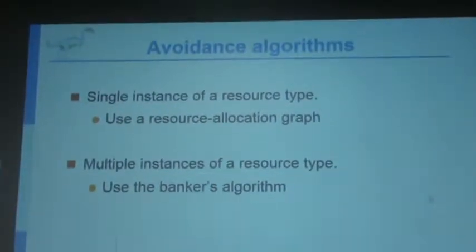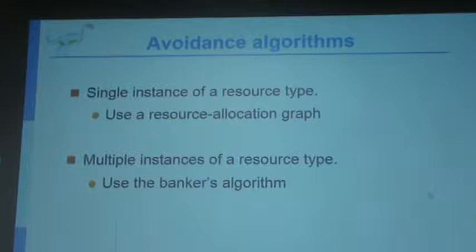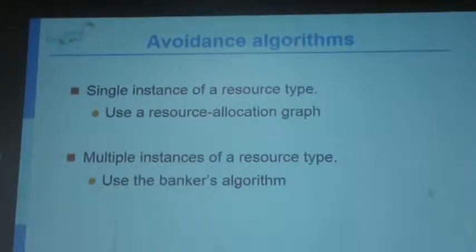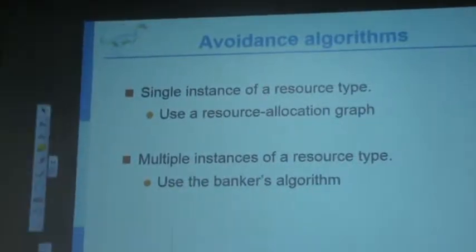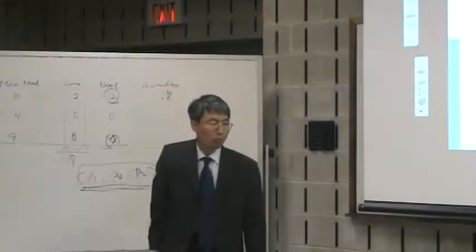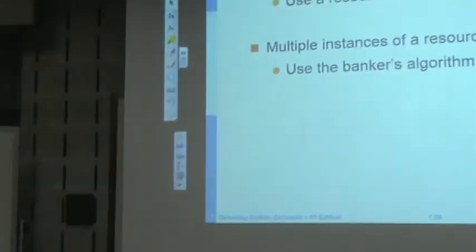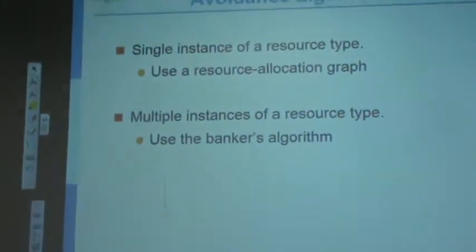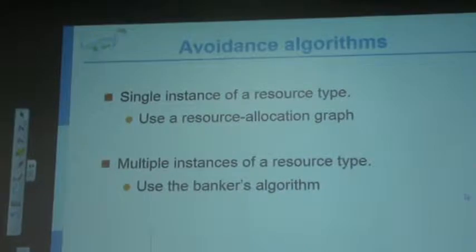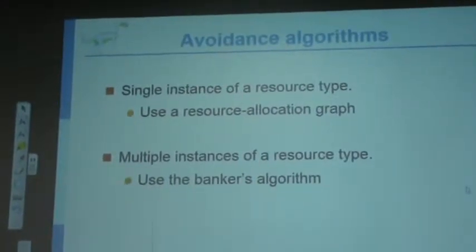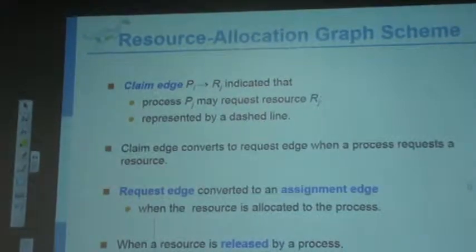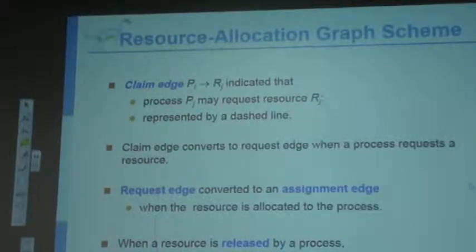To generalize such a problem to multiple instances, in this case we consider only one resource, okay, and 12 instances. What if we have multiple resources with multiple instances? At that time we can consider Banker's algorithm. I don't know why it's named as a Banker's algorithm, but anyway, it's called the Banker's algorithm. Very, very well-known algorithm in handling the deadlock avoidance.